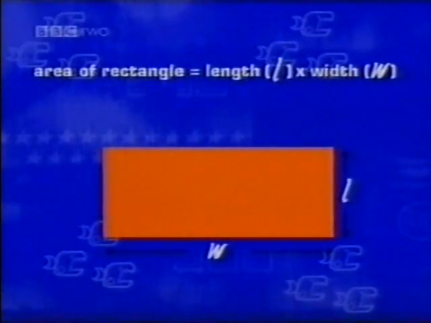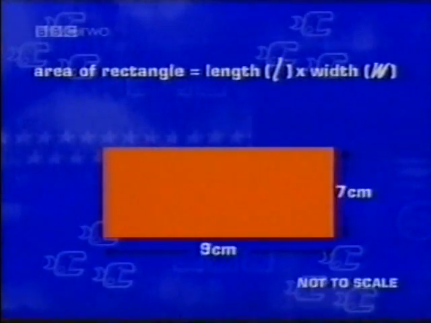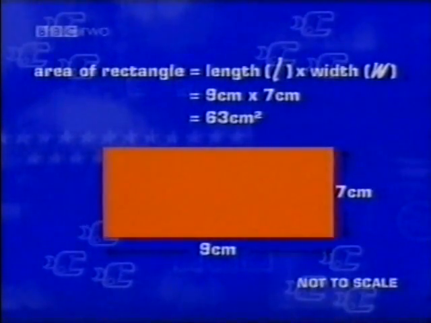The area of a rectangle or square can be found by multiplying the length by the width. Look at this rectangle. Let's write down its dimensions. Length equals 9 centimetres. Width equals 7 centimetres. Area equals length multiplied by width. So the area equals 9 multiplied by 7. That's 63 centimetres squared.